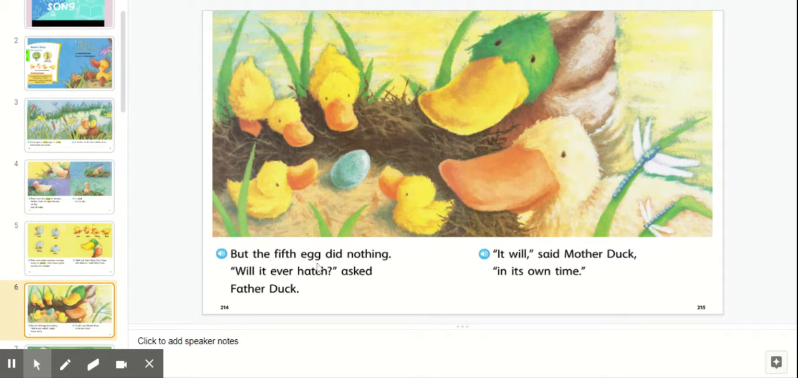But the fifth egg did nothing. Will it ever hatch? Asked Father Duck. It will, said Mother Duck, in its own time.